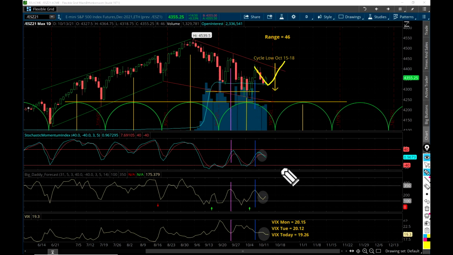Just wait for the confirmation. If you're a new beginner and you're uncertain, just wait for confirmation. Wait for this to begin to turn. Wait for volatility to go down even a little bit more. Wait for this to come up a little bit more, and you begin to see this kind of level off and start to turn up like that. Then you can take a long side trade, if you really want to be cautious.